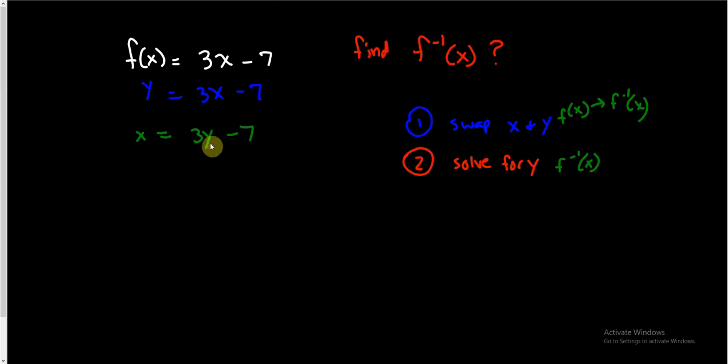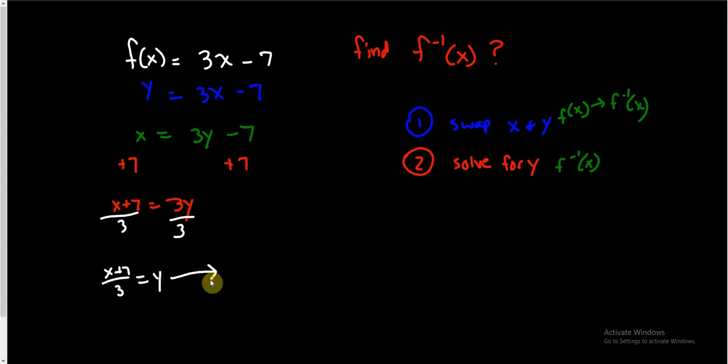So let me ask you, is y by itself? No, it has a 3 and a minus 7. How do I get rid of minus 7? Oh yeah, I just need to add 7 to both sides. So I have x plus 7 equals 3y. Is y by itself? No, it has this 3, so I need to divide both sides by 3. Okay, so x plus 7 divided by 3 equals y.